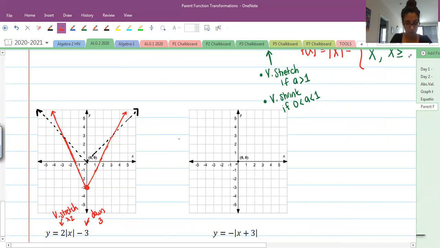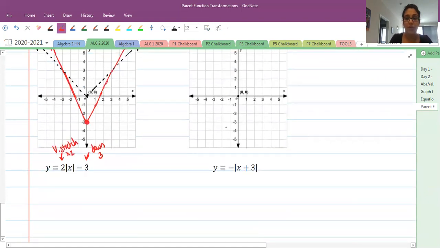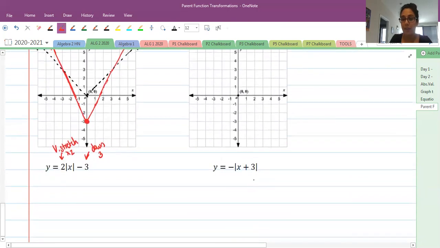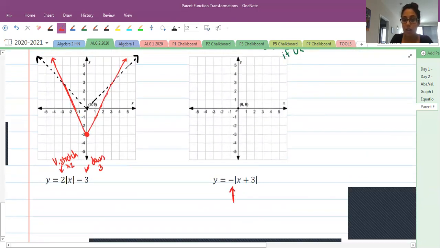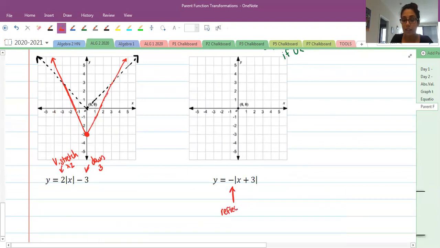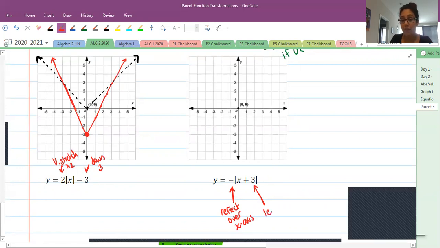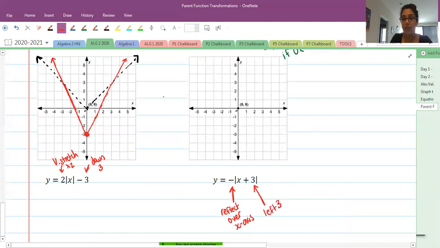Let's do the next one. Oh, okay. So for this one, we have negative x plus 3. There are 2 things happening here. One, it is reflecting over the x-axis, a vertical reflection. And then this is going to the right or to the left? To the left. It's doing the opposite of what you think it's going to do.